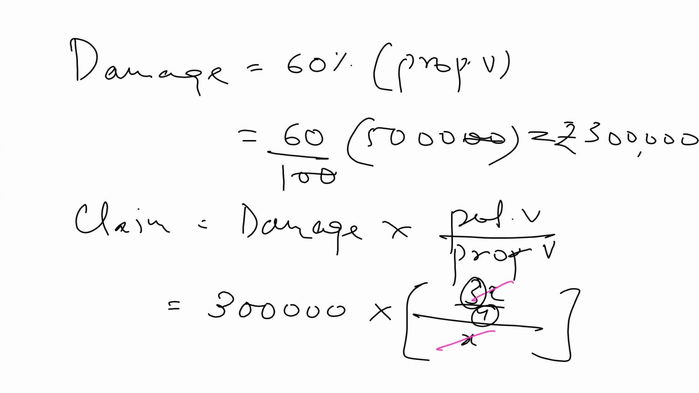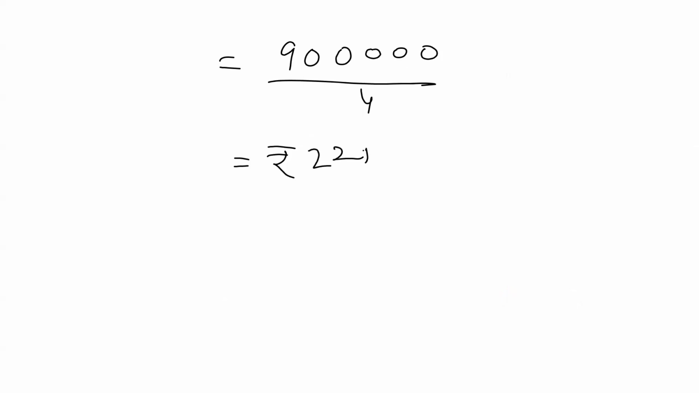So let's calculate this. 3 lakh into 3, that will be 9 lakh. So the claim is equal to 9 lakh upon 4. So you have to reduce this, or you can directly divide as well. 2,25,000. So this is the value of the claim. Fine. Next one.